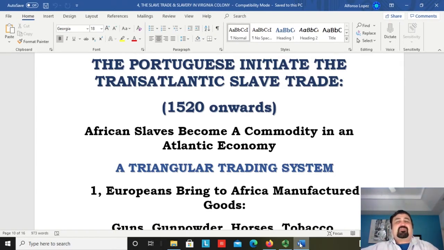Okay, so by the 1520s, as I mentioned in session 2, the Portuguese are going to initiate what is called the transatlantic slave trade. That is to say, instead of just taking slaves from Africa to Europe, as had been going on since 1444, now they're going to take the slaves from Africa across the Atlantic Ocean and into the Americas. This is what is called the transatlantic slave trade.